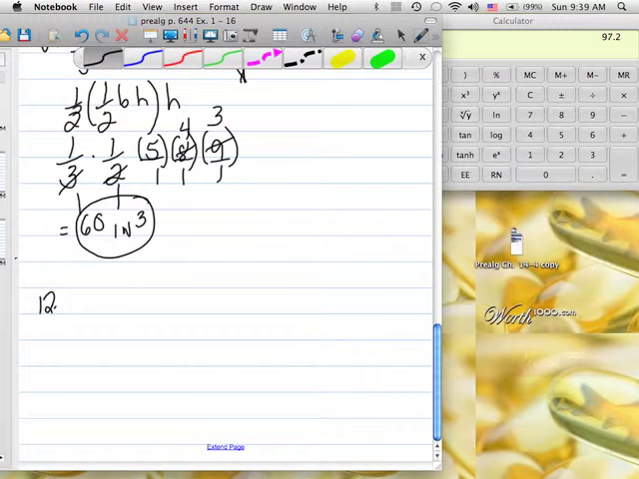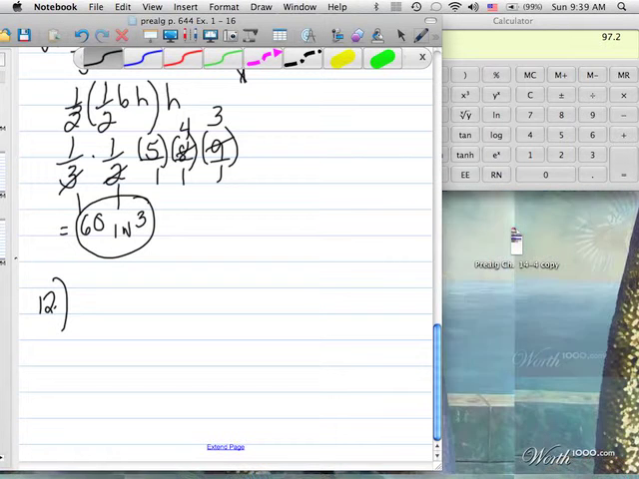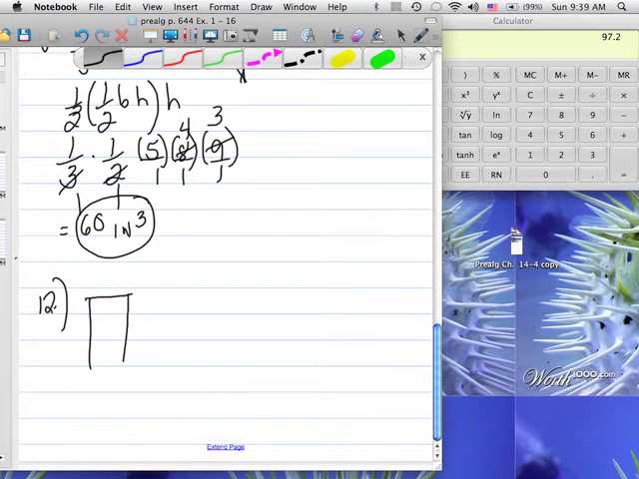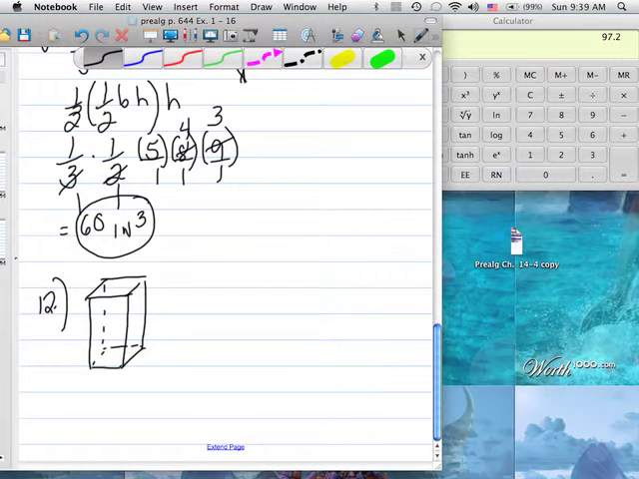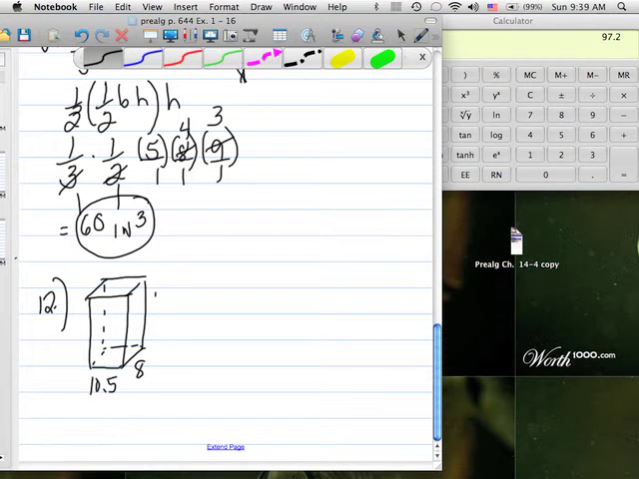Problem number 12, we'll draw a picture of this, a rectangular prism with a base length of 10.5, a base width of 8, and a height of 6. So we just have a rectangular prism. And it said that the length was 10.5, we can use that. The width is 8 and the height is 6.